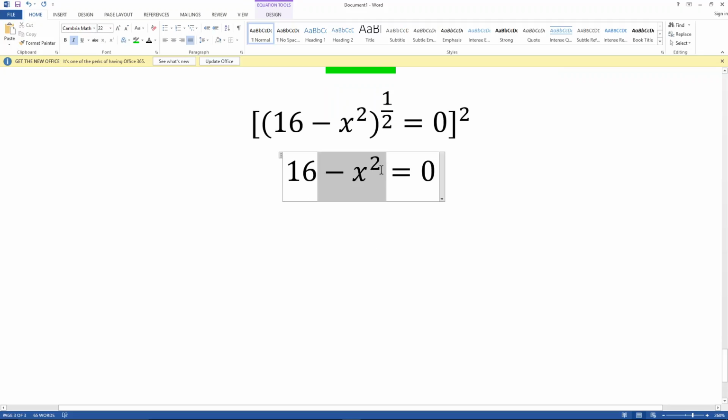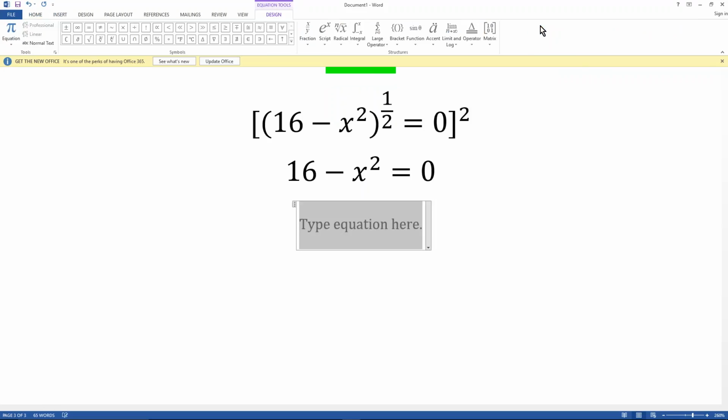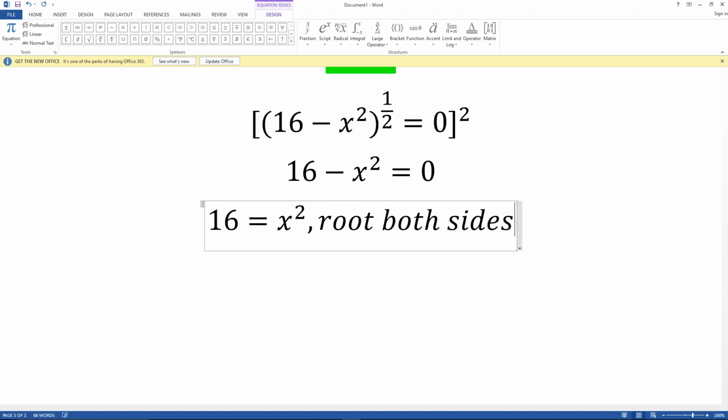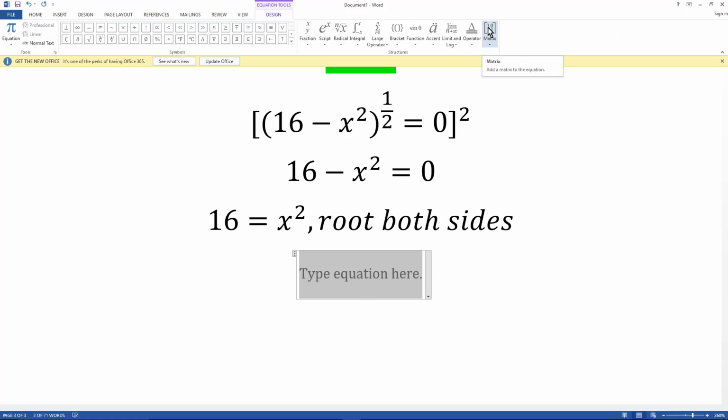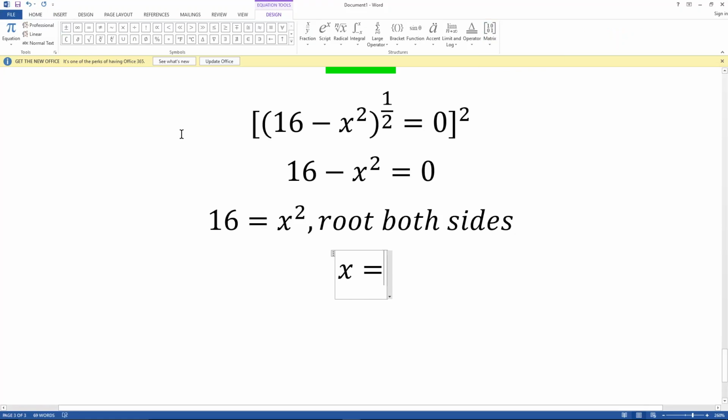Let's move this negative x squared to the other side to make things easier. So when I move it to the other side, I get positive x squared, 16 equals positive x squared. Root both sides, and you get what? 4. Are you sure? Plus or minus 4.